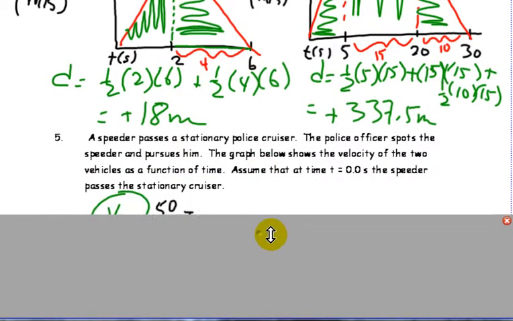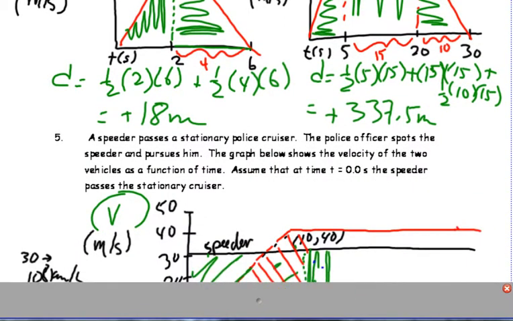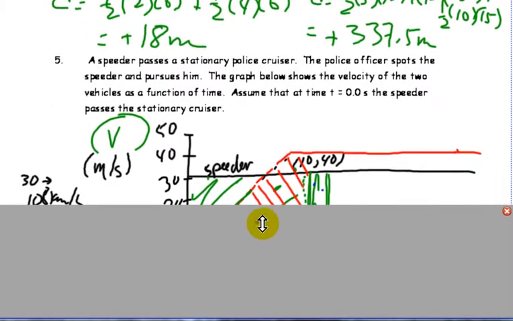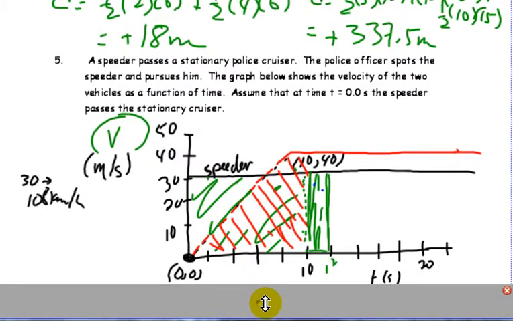Okay, to end off this, we have a question involving a speeder and a police cruiser. Your graph looks a little bit neater than mine, but I marked mine up a little bit from answering the questions here. We have a speeder going at 30 meters per second, and I determined the kilometers per hour by multiplying by 3.6: 108 kilometers per hour. So it could be a city zone there where the speed limit's 50, who knows.